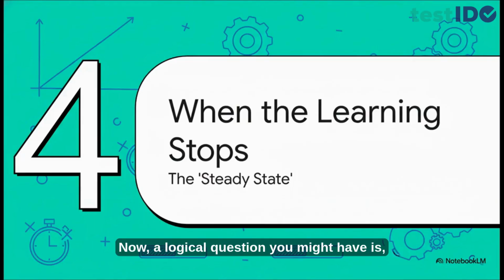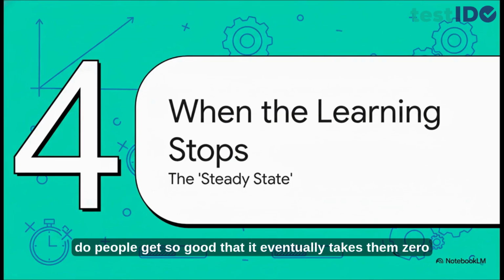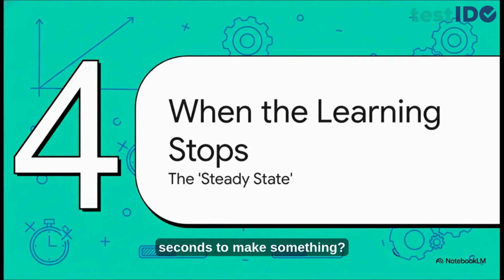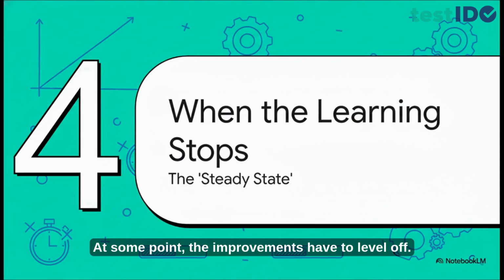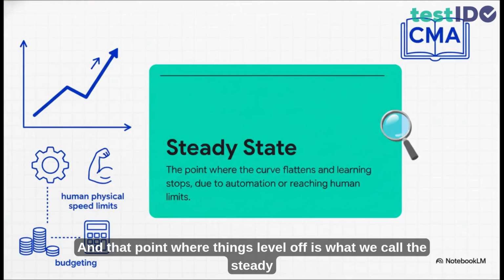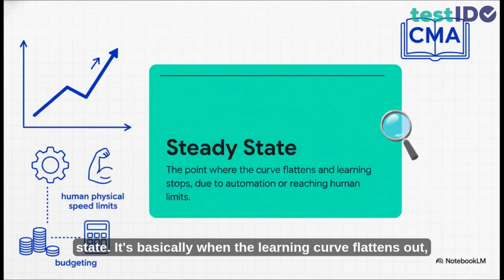Now, a logical question you might have is, does this just go on forever? I mean, do people get so good that it eventually takes them 0 seconds to make something? Well, obviously not, right? At some point, the improvements have to level off. And that point where things level off is what we call the steady state. It's basically when the learning curve flattens out and the time per unit pretty much becomes constant.